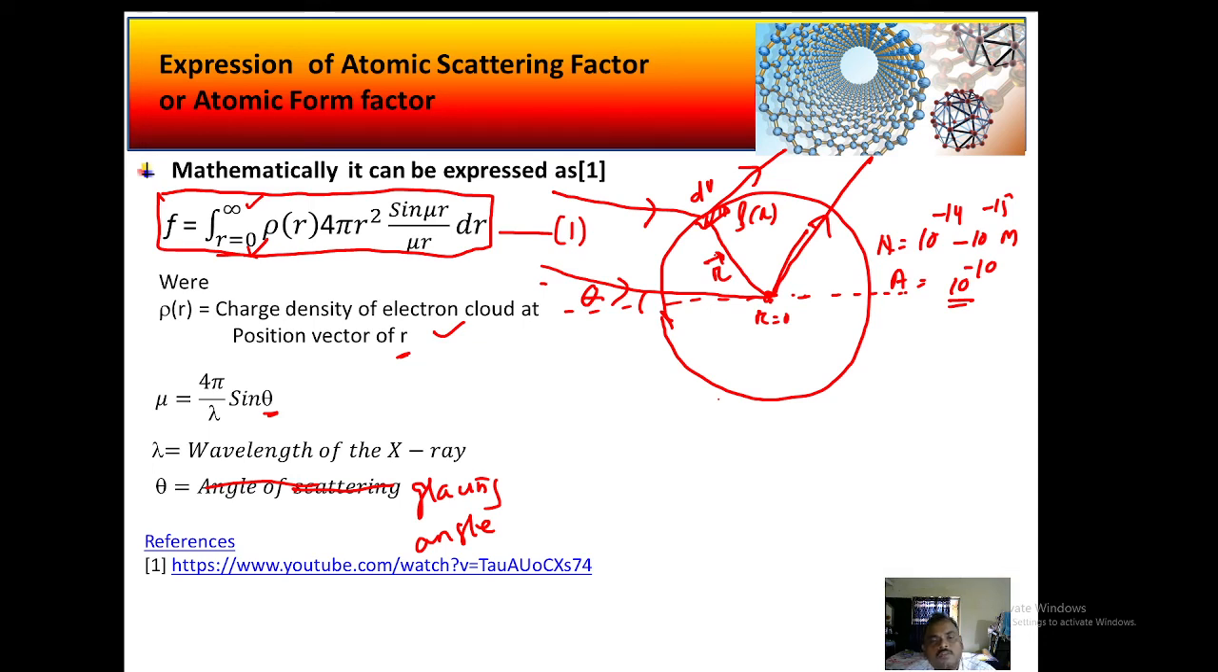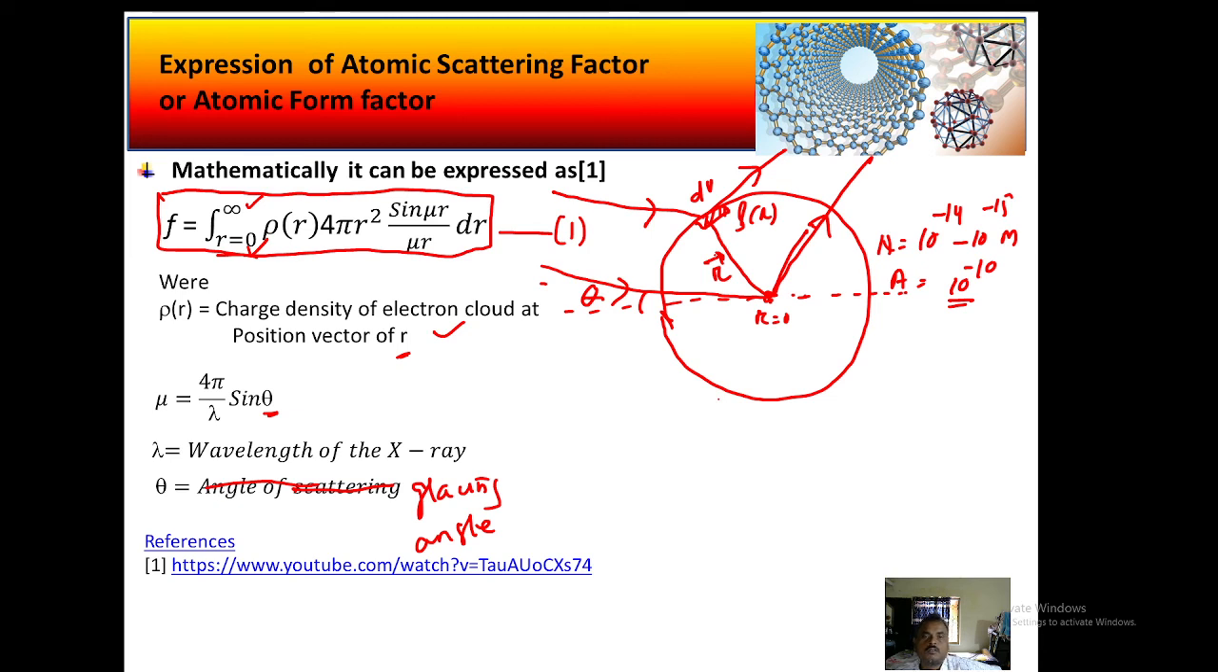I have not dealt with this expression because it will take around 20-30 minutes, but I have given you a reference. This reference contains a beautiful lecture on the derivation of this expression. Please refer to this YouTube video, and just go through it. It is very clear and very well explained. So it's not necessary for me to do this derivation. Rather, I will focus on the use of this form factor.